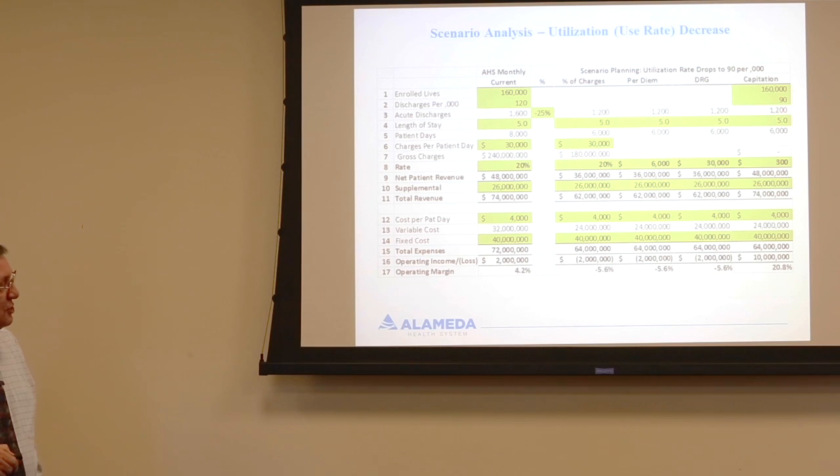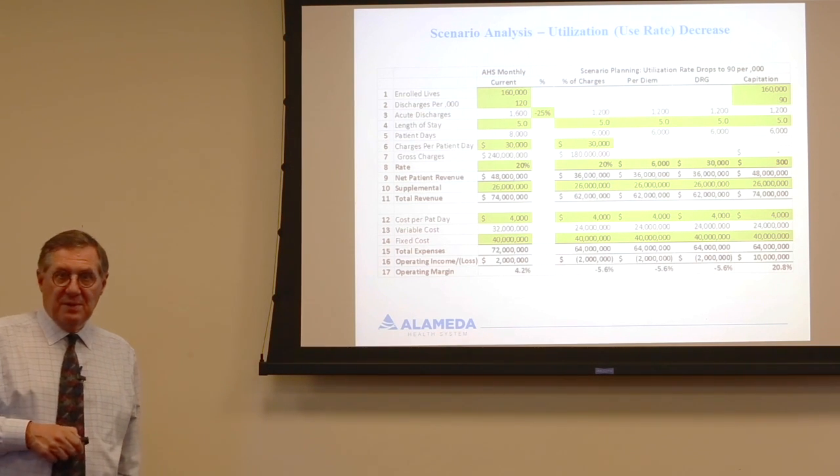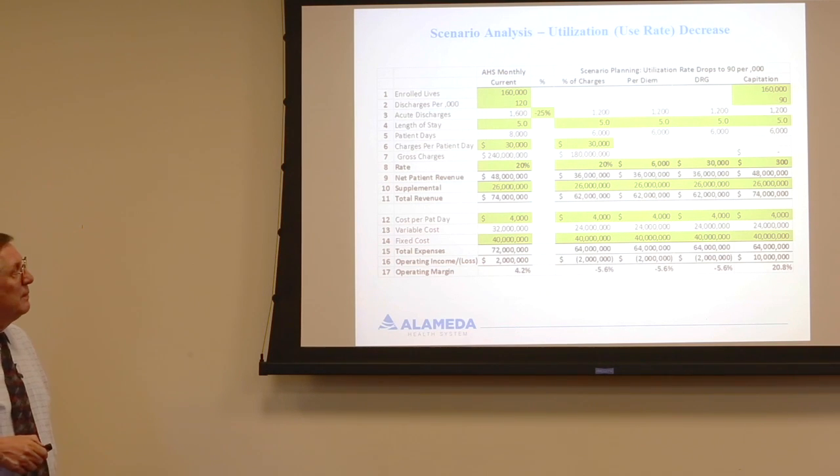But we're going to have fewer discharges because the use rate's down. So fewer people are being admitted to the hospital. So that's down to 1,200, so their revenue is going to drop, in this case by $12 million, a big drop. We also have, assuming the same length of stay, fewer patient days, fewer charges, and so their revenue drops as well. Okay? So what has occurred here?